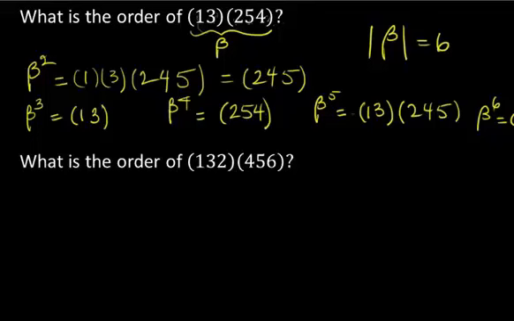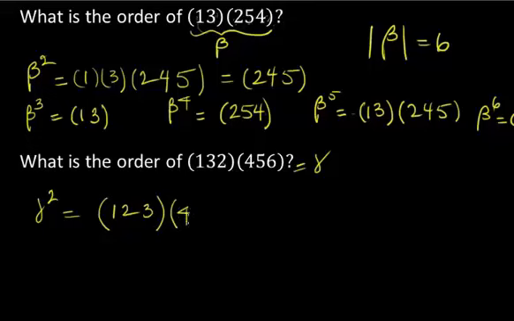Now in the next one, let's call this thing gamma. If we square it, we're going to get, well, 1 will skip over 3 and go to 2. 2 will skip over 1 and go to 3. And 3 will go to 1. And this will be 4, 6, 5.